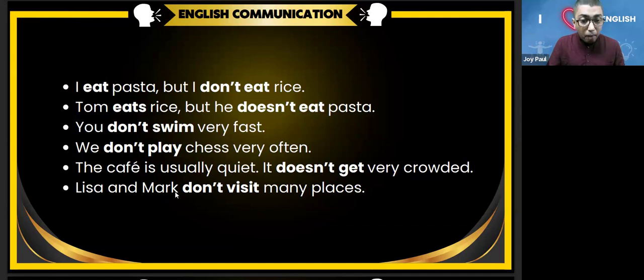Lisa and Mark don't visit many places. Lisa and Mark don't, because Lisa and Mark together is not a singular form. It's a plural form. Lisa is not alone, Mark is not alone, so they are together. It's more than one, so we write don't. But if I say them alone, how to say? Lisa doesn't visit. Mark doesn't visit. But when Lisa and Mark are together, it becomes a plural form, right? More than one. So: don't visit many places.